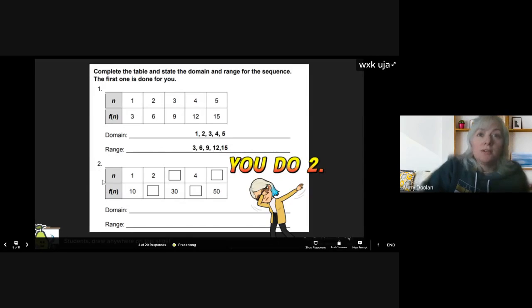All right, so number 2 is here. Again, you have a table with a row of your n values. And so these are our numbers. They're following a pattern of starting with 1, 2, what goes here, 4, what goes here. You got to fill in these 2 boxes. And then whatever the function is, f of n, well, the output is first 10, then a mystery number, then 30, then a mystery number, then 50. So you're going to fill in these 4 boxes, and then you're going to type out what the domain values and the range values are.